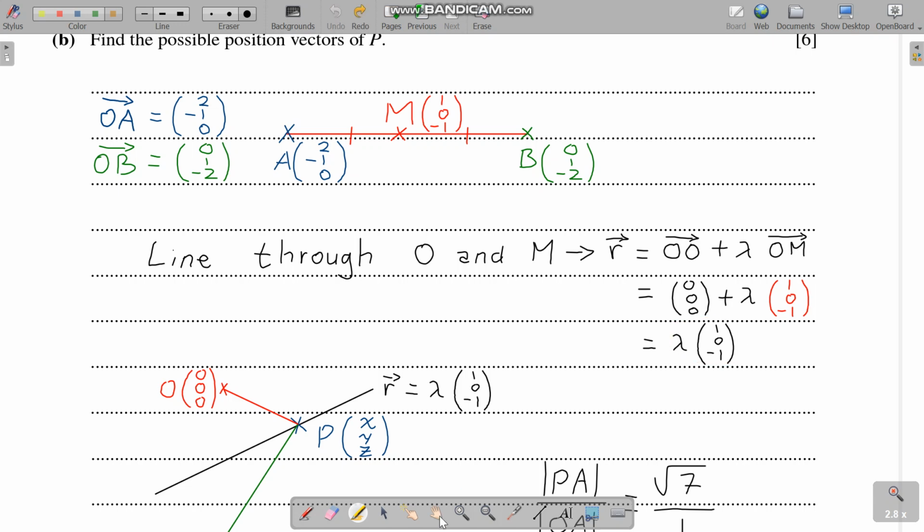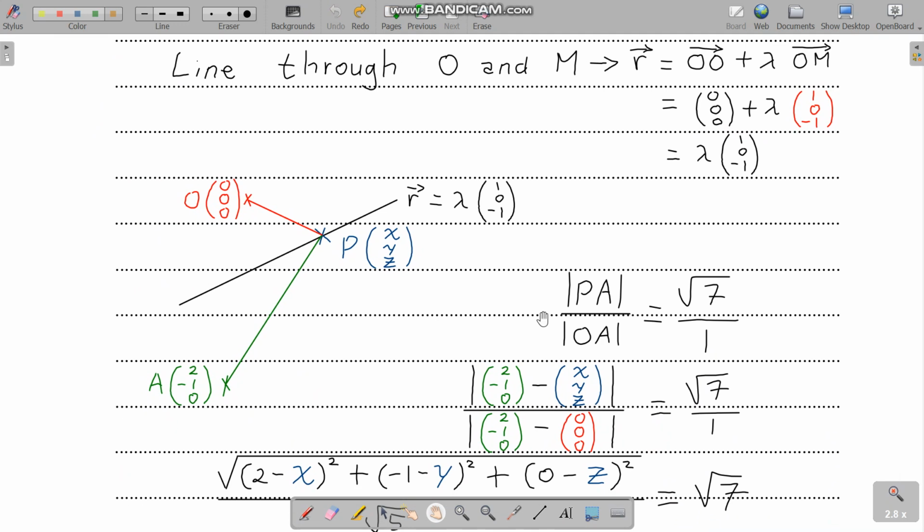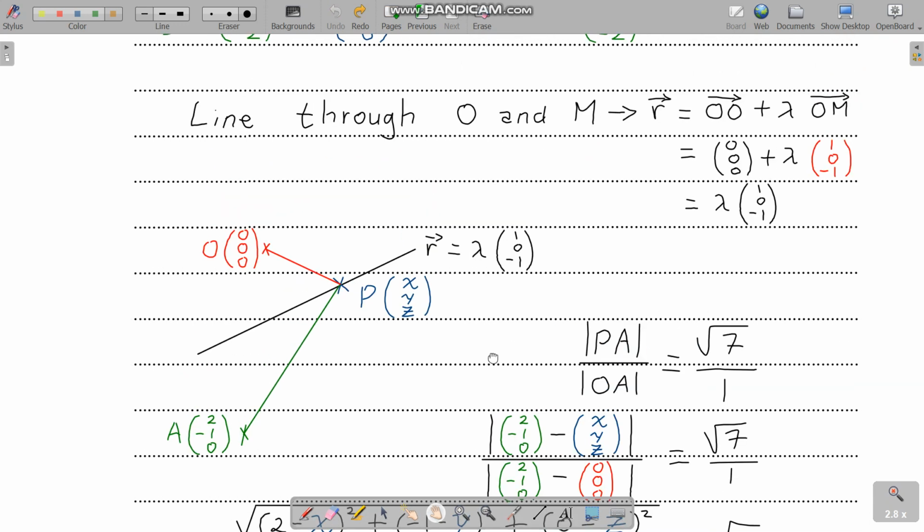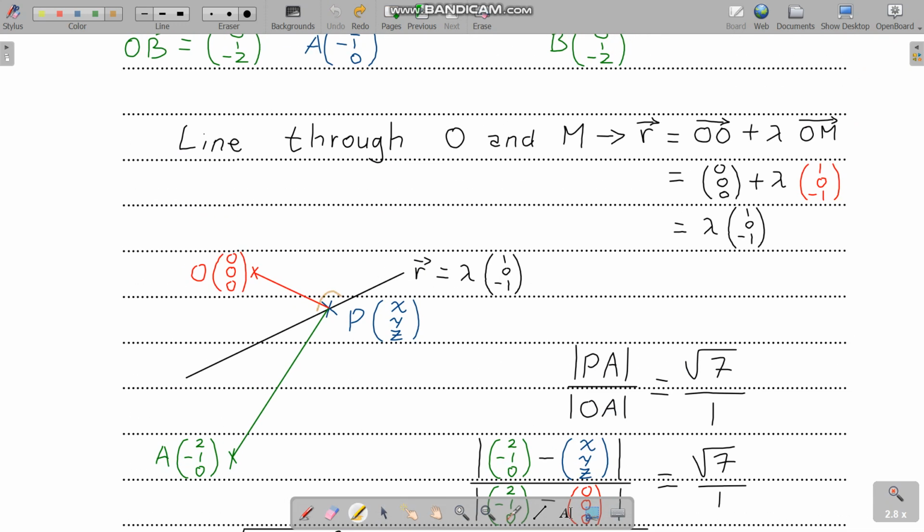Okay, now we're drawing another sketch here. Let's say this is the line. The black line is the line through O and M. P is on this line, so this is the point P. We don't know the coordinates, so we're just going to call it x, y, z. This point is on the line, and this is point O. This is point A. Now we know the ratio of the distances, PA is to OA.